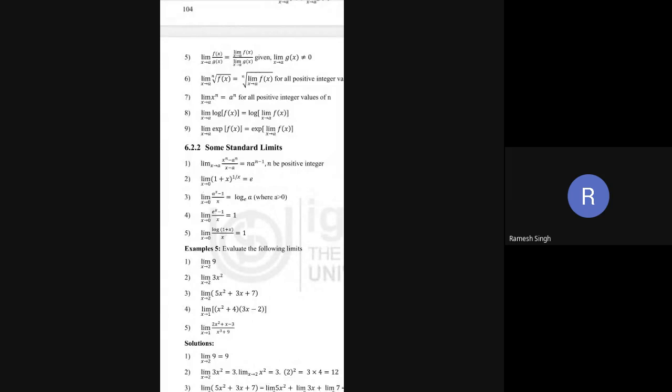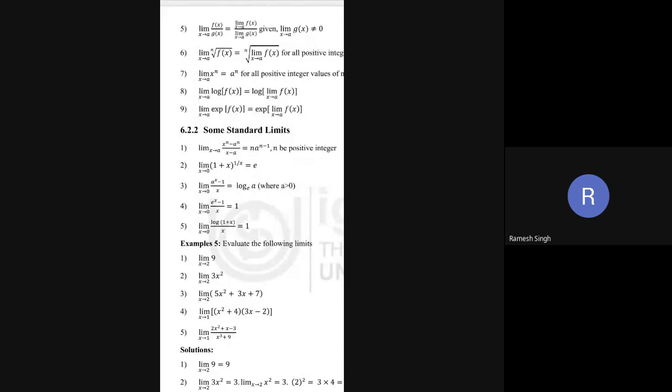Then if the limit as x tends to a of x to the power n minus a to the power n by x minus a is given, like in the previous example where x square minus 4 divided by x minus 2 was given, then directly it will be n into a to the power n minus 1. You will get the answer directly, and here n should be a positive integer. Then the limit as x tends to 0 of 1 plus x whole to the power 1 by x, directly the answer will come, e.